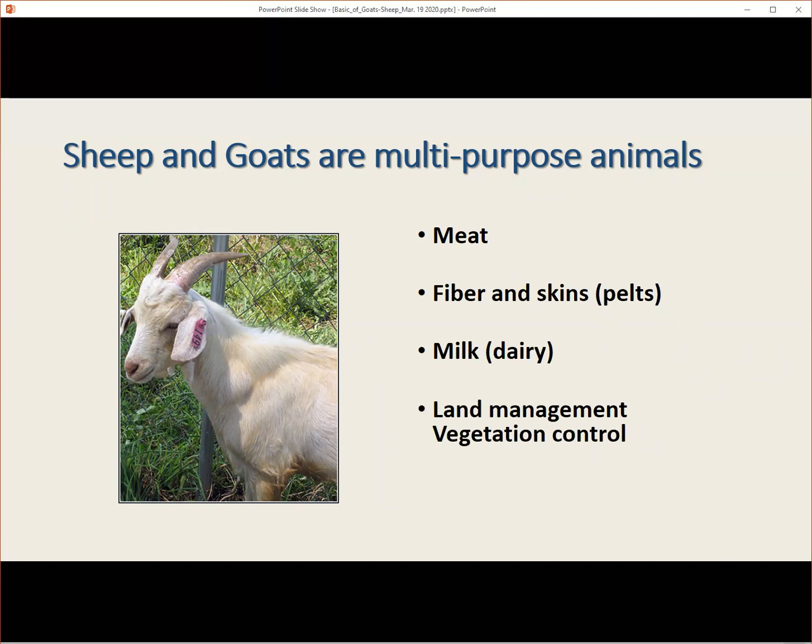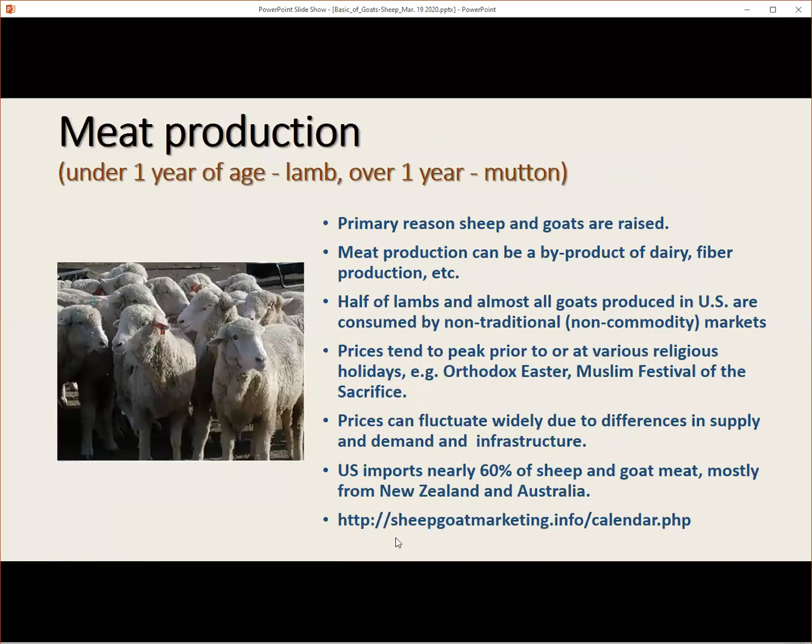Land management, vegetation control, that's getting to be a growing thing as municipalities and public areas look for non-chemical ways of controlling vegetation, particularly on steep slopes. And then agritourism, petting zoos, all kinds of different things like that.